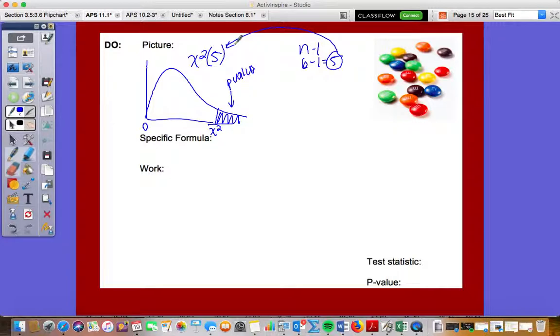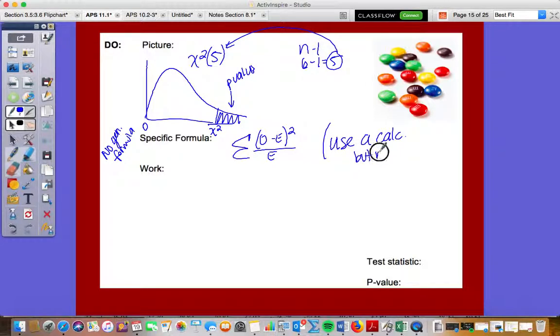Also, we need the specific formula. Notice there is no general formula. We go straight into our sum of observed minus expected squared divided by expected. Now, I am able to use a calculator on this, but I must show some work. Make sure you know that. My test statistic was 13.19, and my p-value was 0.021, I think something like that. So what work would I show? Well, I would show the observed minus expected squared over expected.